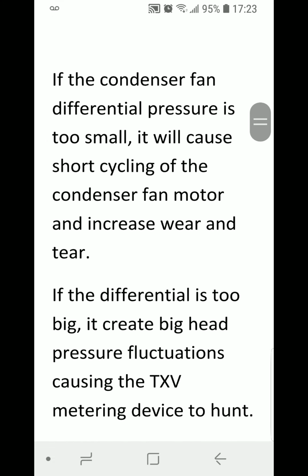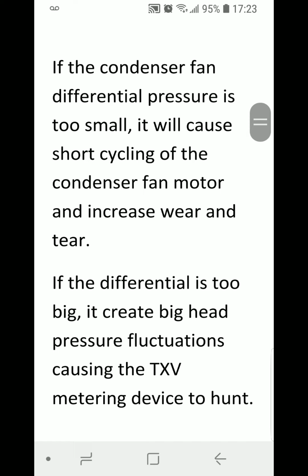If the condenser fan differential pressure is too small, it will cause short cycling of the condenser fan motor and increase wear and tear, and it will shorten the life of the motor. If the differential is too big, it will create big head pressure fluctuations, causing the TXV metering device to hunt.